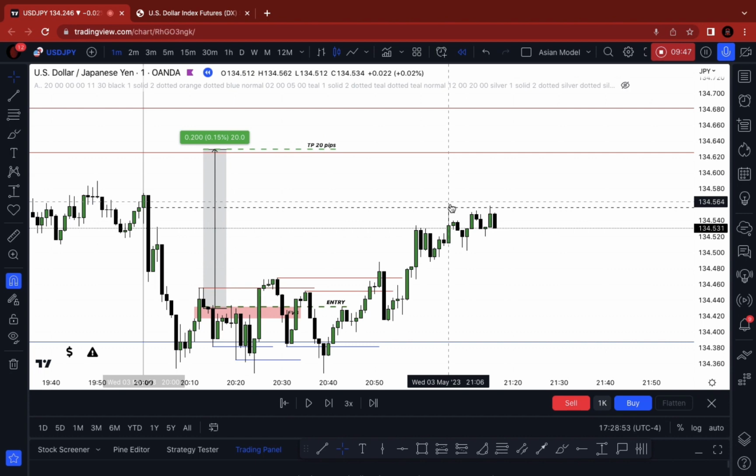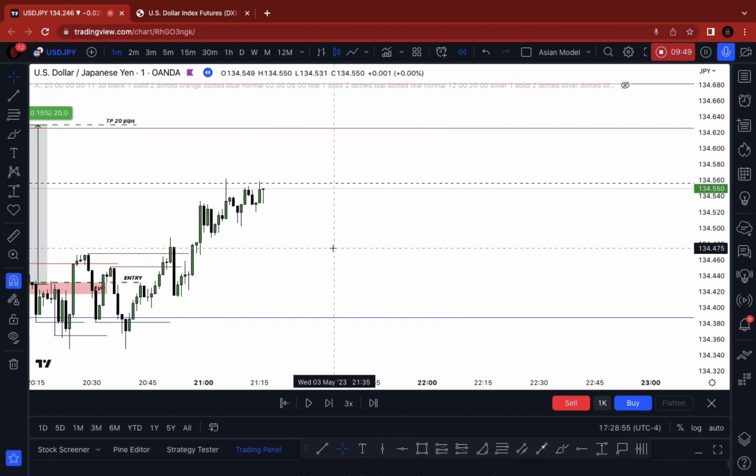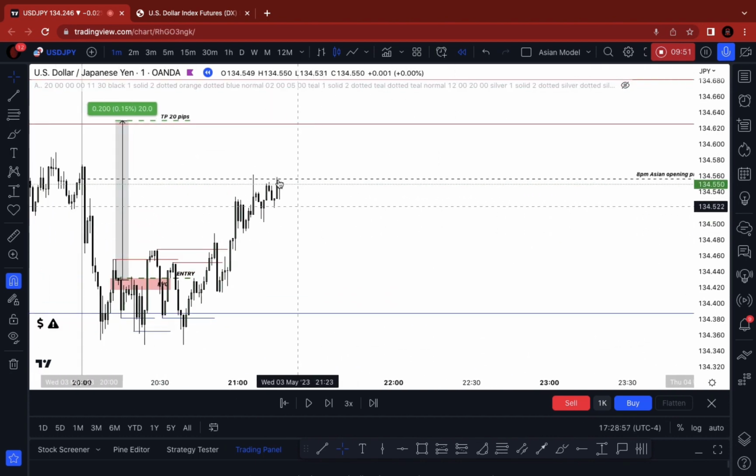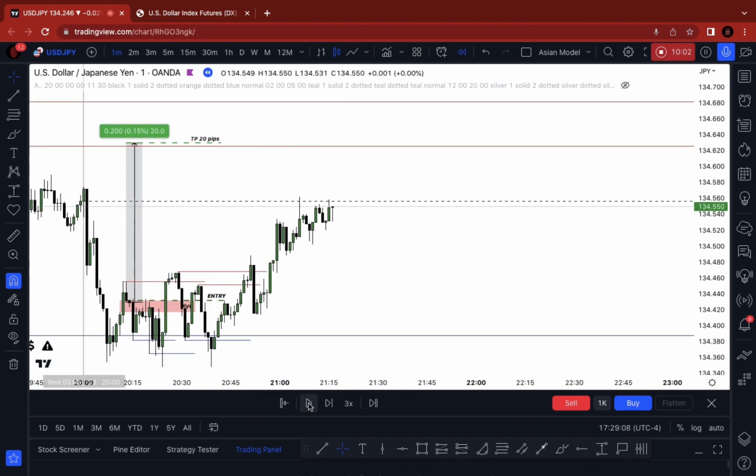See how price hits the 8 a.m. opening price? That sensitive price point here. Look how it wicks back down. It's going back into a premium. That's what's happening. This is a sensitive price point to the algorithm: the opening price for the session. It's fair value.